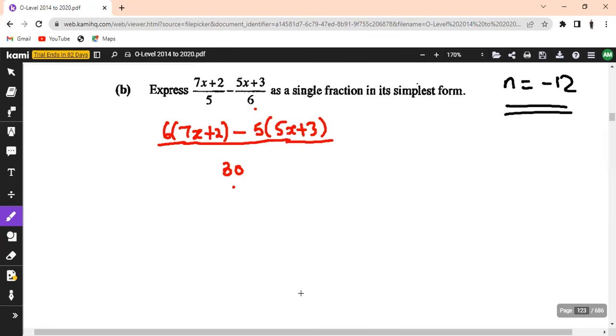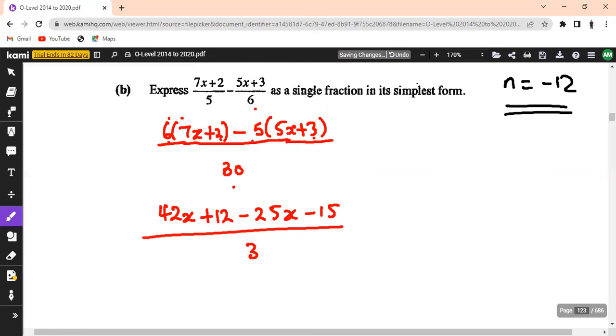All right, so let's expand brackets, guys. 6 and 7, that will be 42x, if I'm not mistaken here. Then 6 and 2, which is 12. Then minus 5 times 5, which is minus 25x. Then minus 5 and 3, which is minus 15. Everything over a 30.